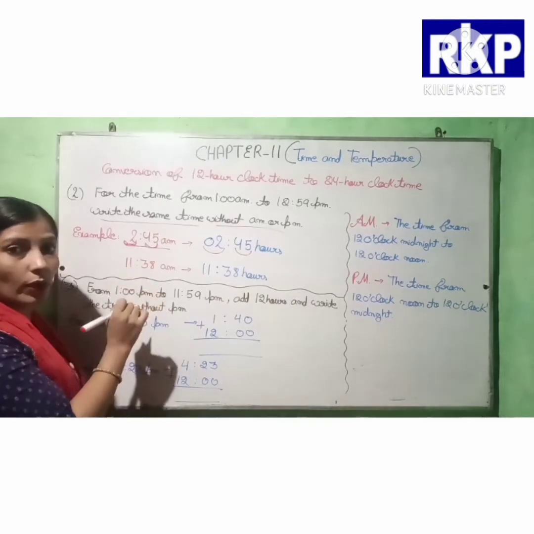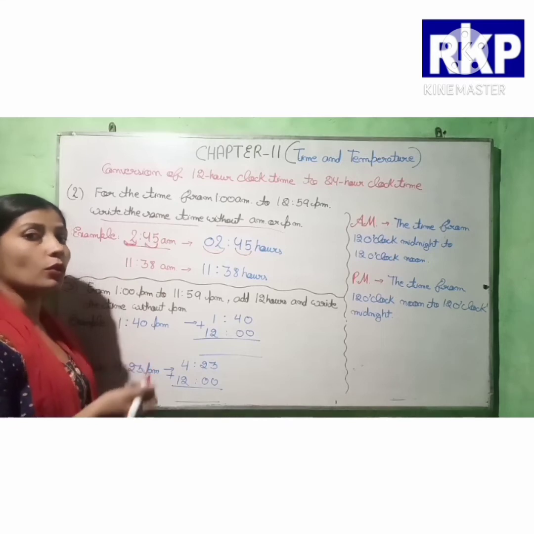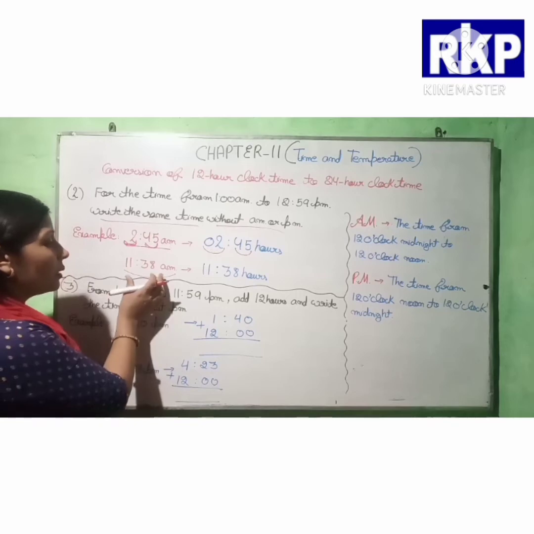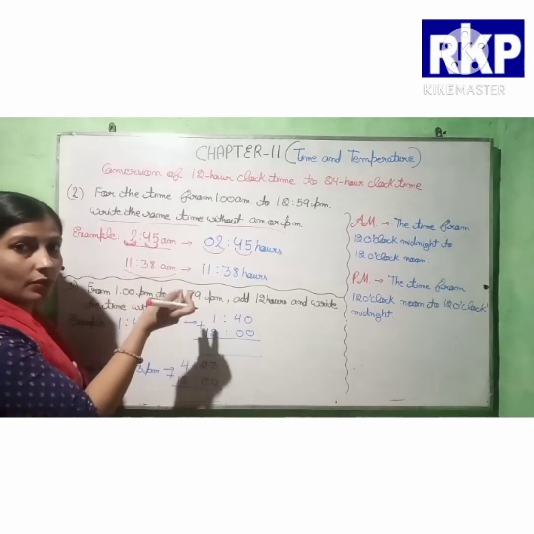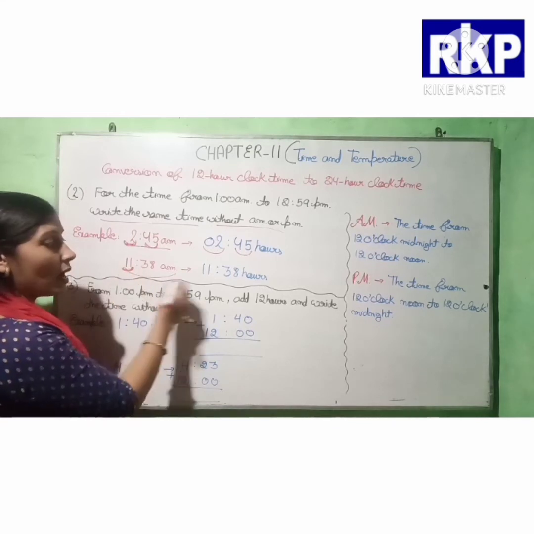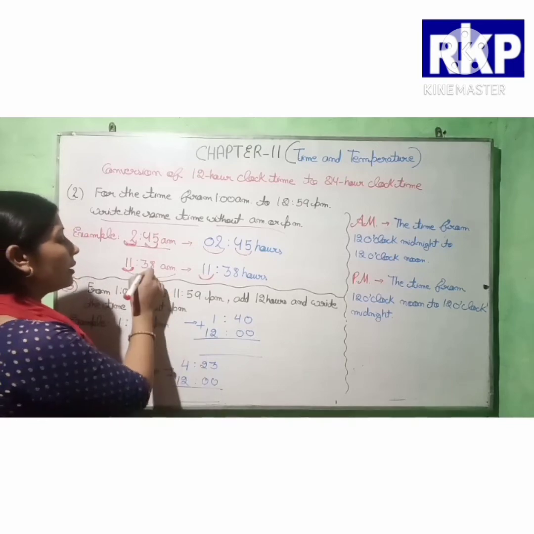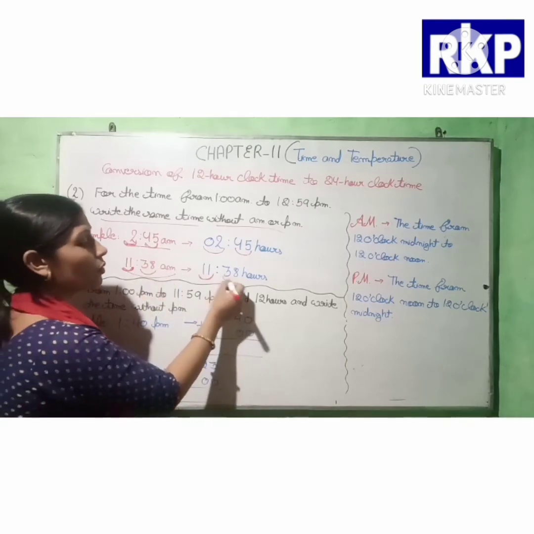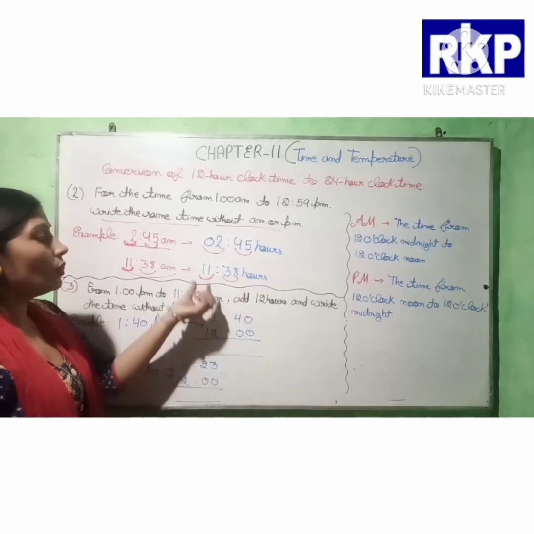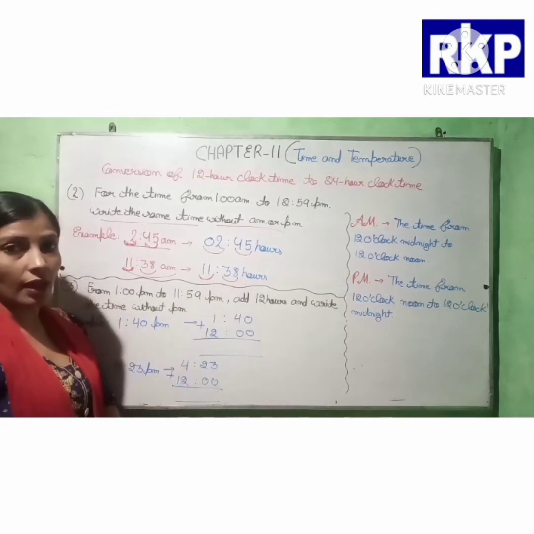Now let us take one more example. Here we have 11:38 am. Here also we have to write this time as it is. But here we already have 4 digits, so it's very easy, because in this part we have 11, so we write 11, and here we have 38, so we write 38. Okay, 11:38 hours is the answer.